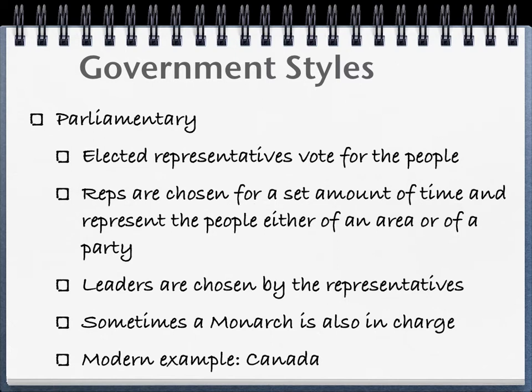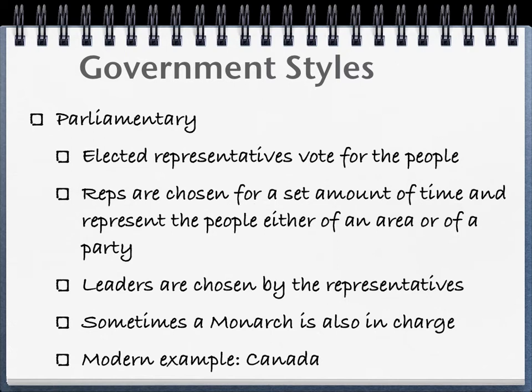And depending on how the percentages work out, so if, say, the red party, the blue party, and the green party, if the red party gets 40% of the votes, they get 40% of the representatives. The blue party gets 40% of the votes, they get 40% of the representatives. The green party is left with 20%, and they get 20% of the representatives.